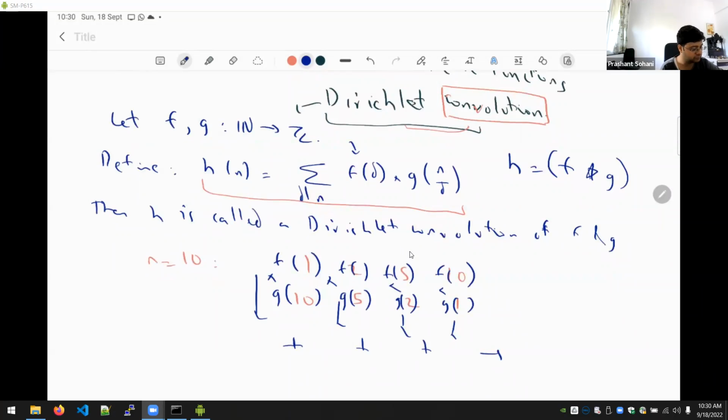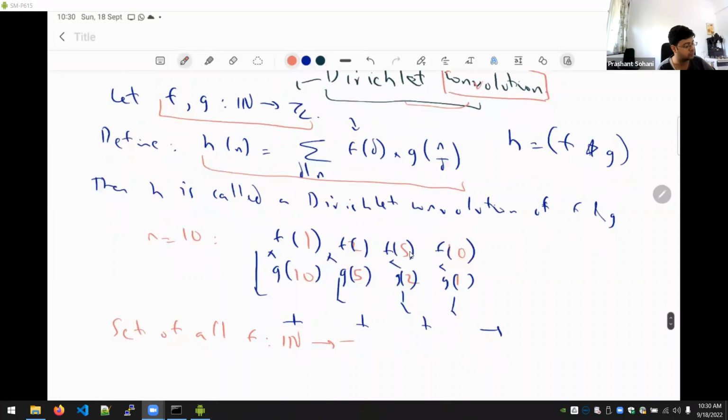So this looks like a very complicated operation, and the question would be, why would we even care to define this? What would be the use of such a function? Honestly, there are a lot of different uses. One thing which happens is that the set of all such functions itself can be defined as a ring, so the set of all such functions forms a ring.